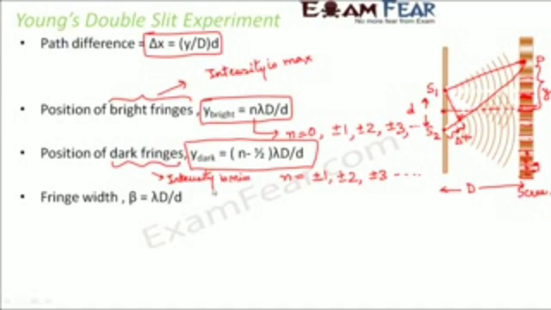If you actually calculate that, you see that fringe width, which is denoted by beta, is equal to lambda capital D by small d. So how can you calculate fringe width? You find out the position of the first bright fringe, corresponding to n equal to 0, then the bright fringe corresponding to n equal to 1, and then you subtract the two. So you get the fringe width.